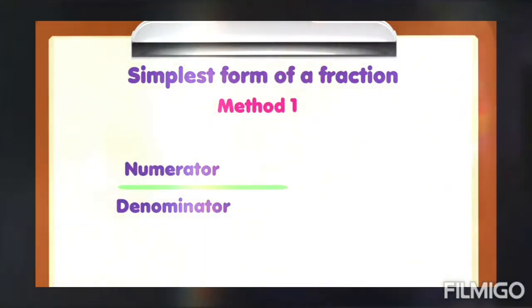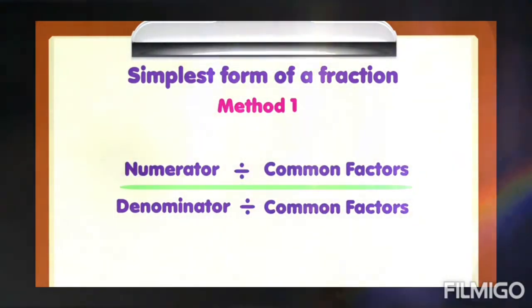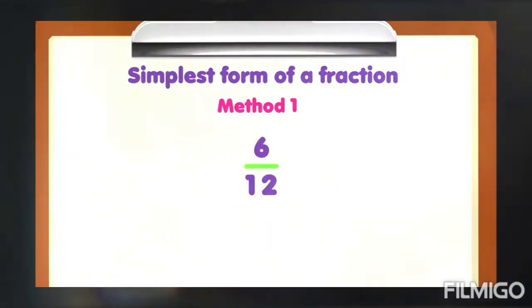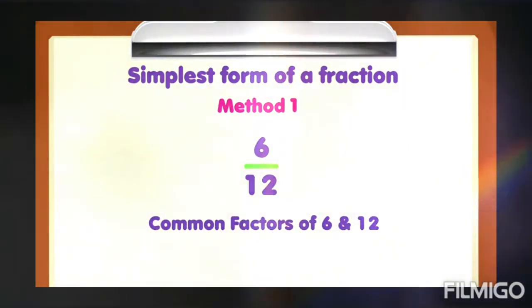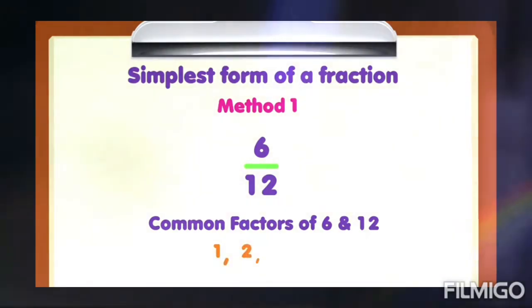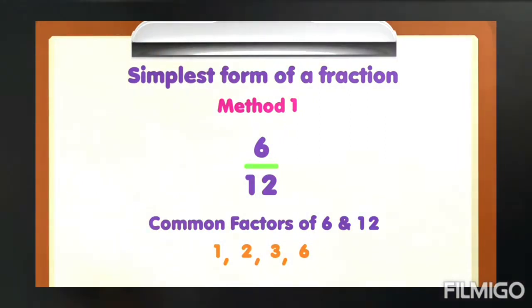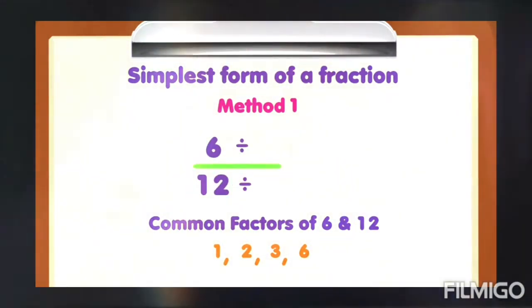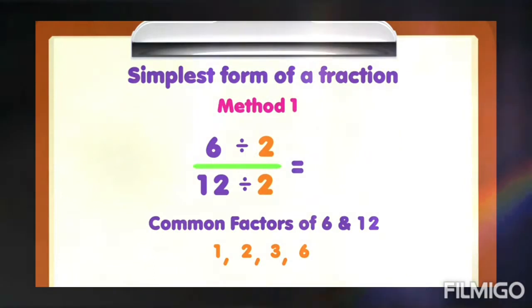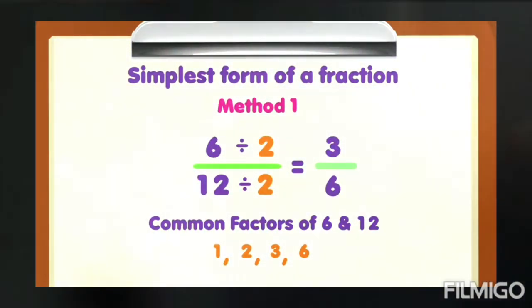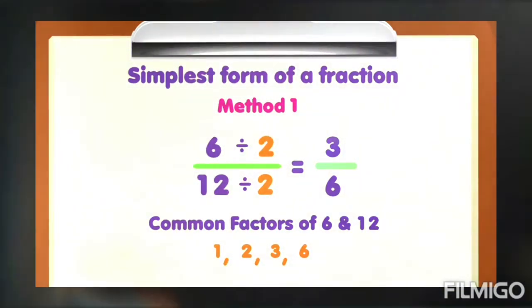Method 1. Divide the numerator and the denominator by the common factors until they have only 1 as the common factor. Let us take the fraction 6 upon 12. The common factors of 6 and 12 are 1, 2, 3 and 6. First, let us divide the numerator and the denominator of the fraction by 2. 6 divided by 2 equals 3 and 12 divided by 2 equals 6. Hence, we get 3 upon 6.